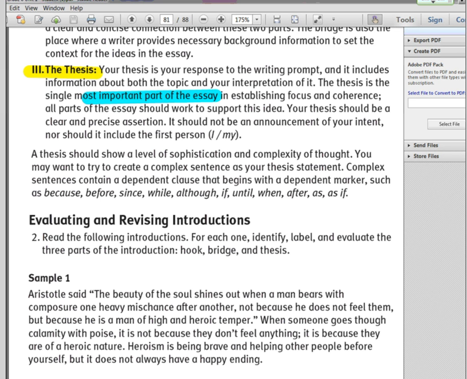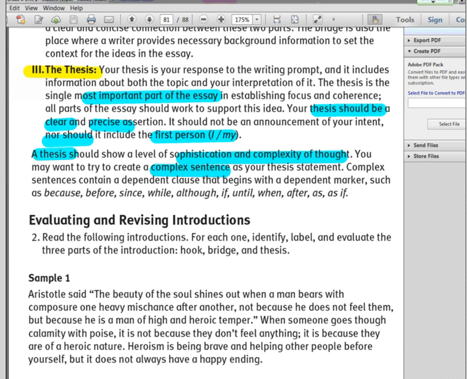Your thesis needs to make sure to be clear. It needs to be precise. And it's never going to be in first person. Thesis is telling us what the entire essay is about. Okay, what else should a thesis be? It should be sophisticated. It should be complex. A thesis statement really should be a complex sentence.